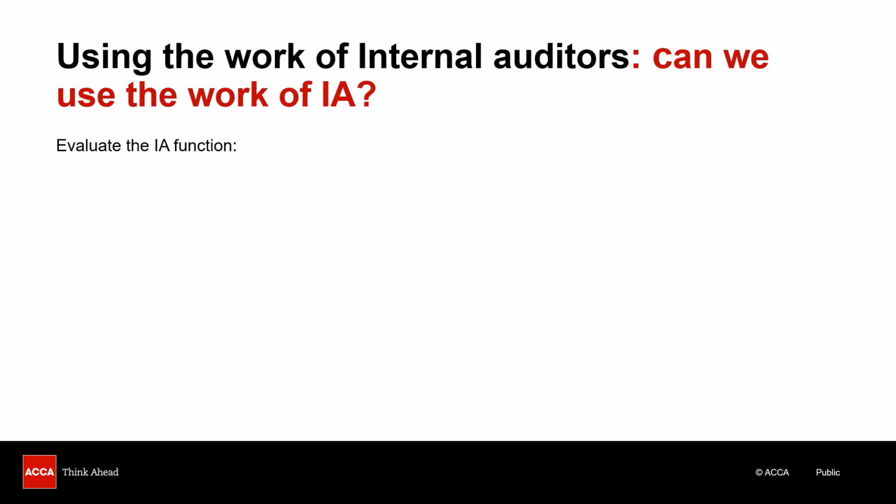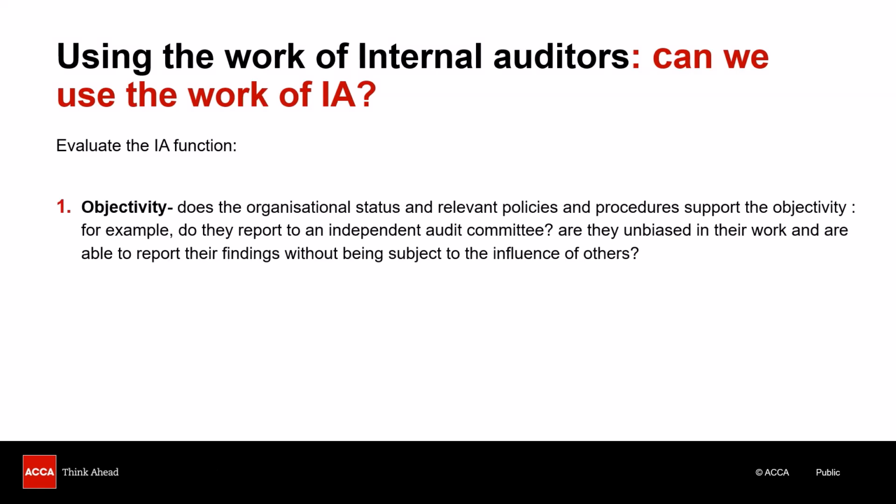So we need to see if they have carried out their work without bias. So objectivity, as we've done a number of times before, is about working without bias. So for example, if you find out in a AAA question that the internal audit function reports to the finance director instead of the audit committee, you can say that their objectivity has been compromised and we will not be relying on their work or using their work.